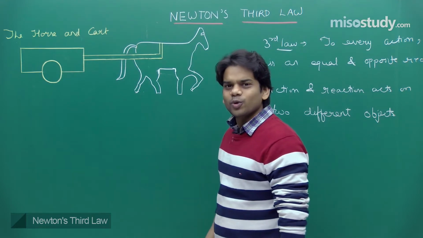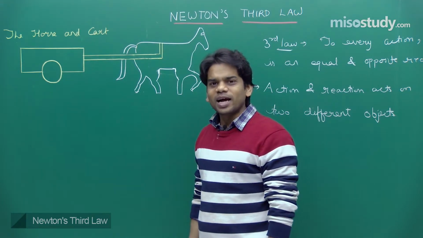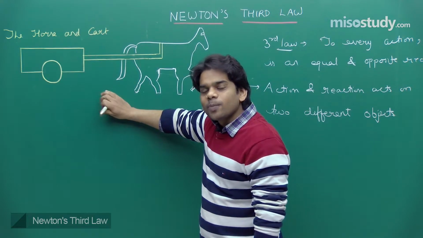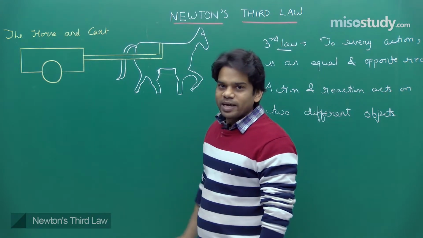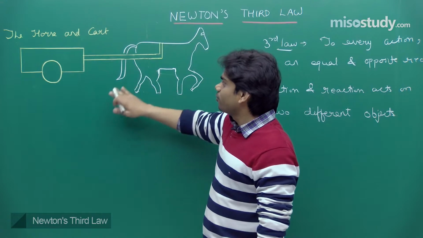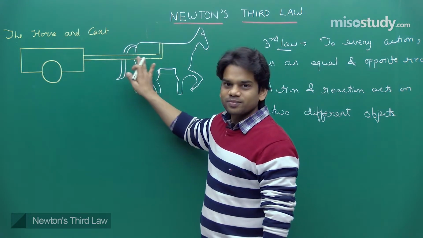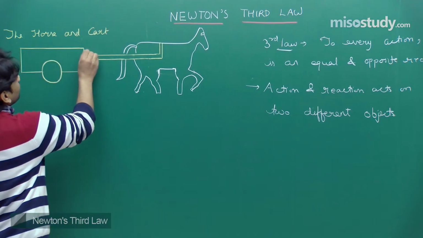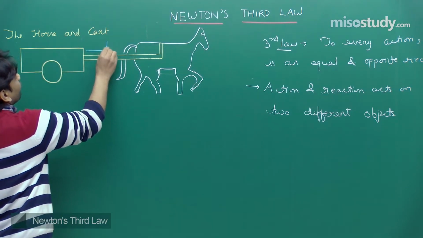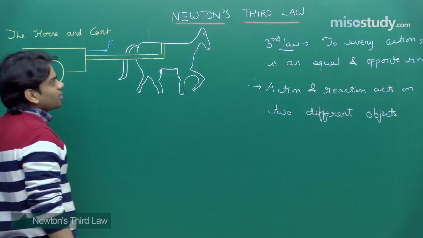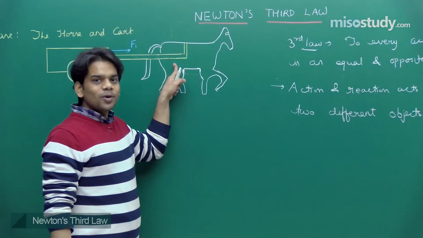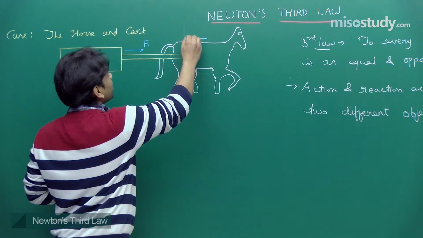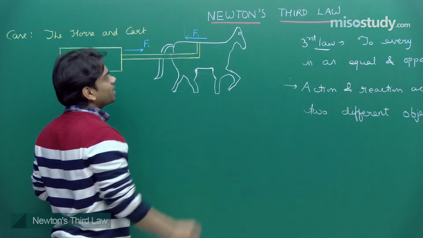Now just now I told you Newton's third law. I told you that if you are applying a force on an object, the object will apply a force on you in the backward direction. So let's say the horse is applying a force on the cart with the help of this rod. Let us say the force which it is applying on the cart is force F1. Now in return, the cart will also apply a force on the horse, and the horse will be experiencing a force F1 in the backward direction.